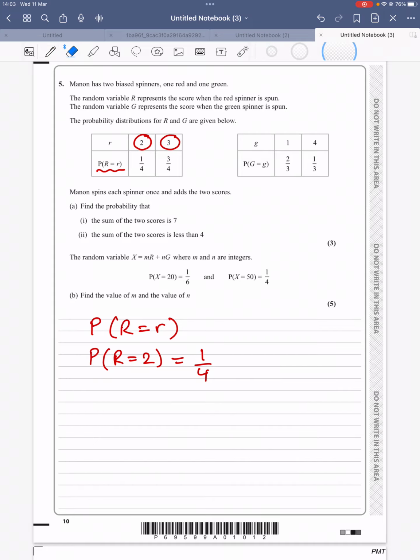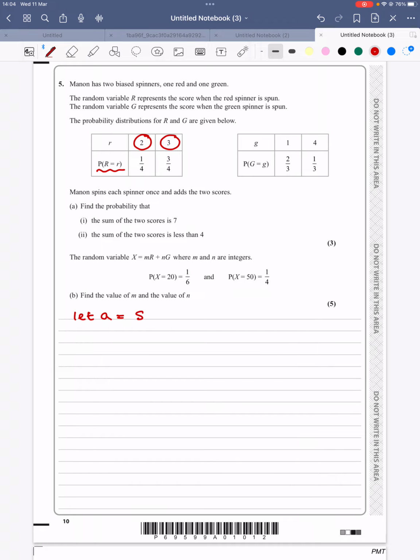Now that we understand that, let's try to unpack the question further. So we have the distribution for the red spinner and the green spinner, so that's great. It says Manon spins each spinner once and adds the two scores. Find the probability that the sum of the two scores is 7. So that's part i, and then for part ii it says the sum of the two scores is less than 4.